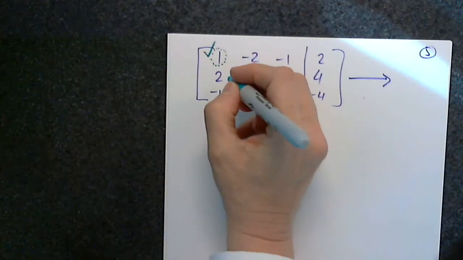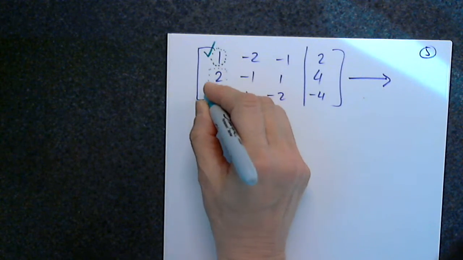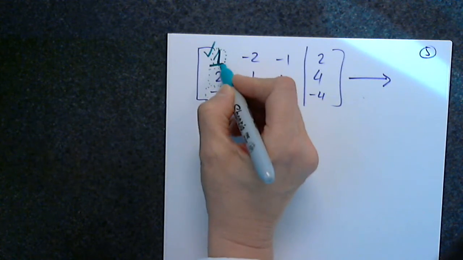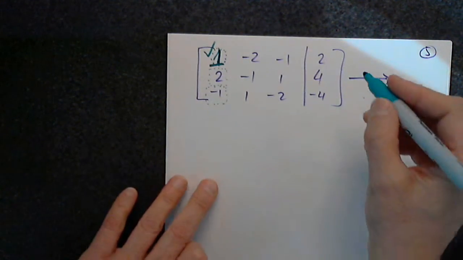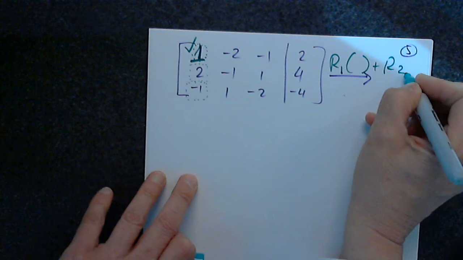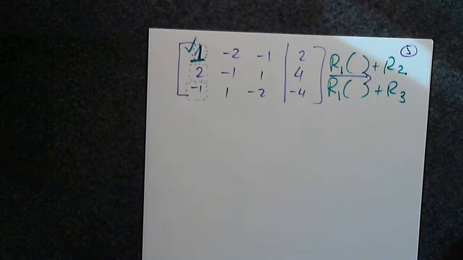Okay, now please tell me how on earth I could get a 0 here and a 0 here, keeping in mind that I have to use the 1. So I will have to multiply row 1 by something and add it to row 2, and I will multiply row 1 by something and add it to row 3. But the question is, what am I multiplying by? I want to eliminate a 2. I want to multiply the first row by -2. Great job.